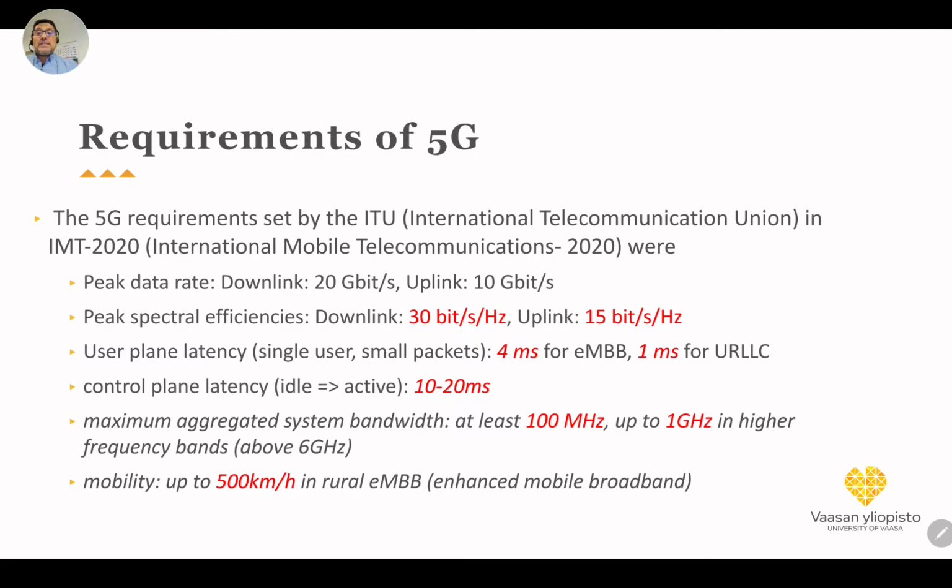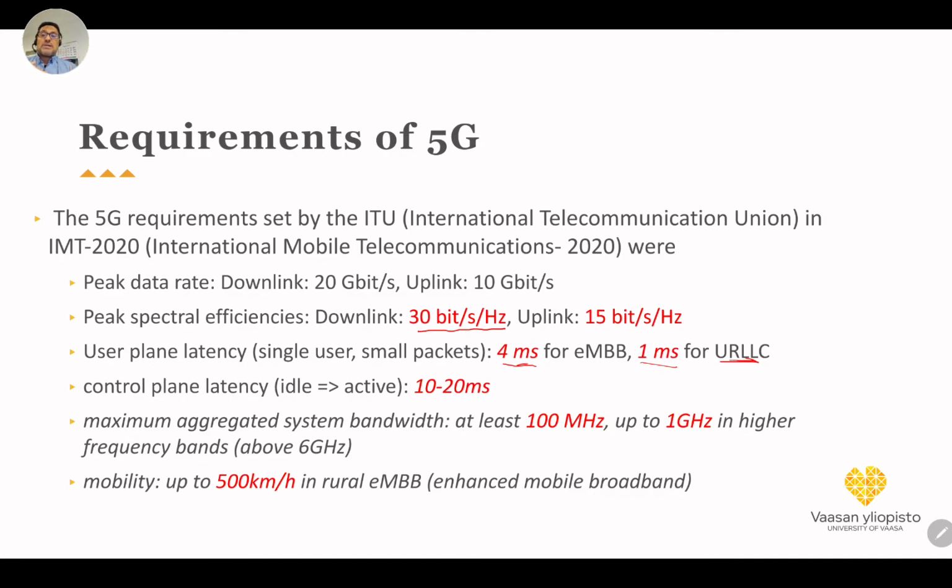So actually, the 5G requirements, which were set by ITU, were as follows: it should have downlink data rate up to 20 gigabit per second and uplink up to 10 gigabit per second. The spectral efficiency should be in the downlink 30 bits per second per hertz, in the uplink 15 bits per second per hertz. User plane latency for a single user and small packets should be 4 millisecond for enhanced mobile broadband, and 1 millisecond for ultra reliable, low latency communication. We will describe those later. And also, the control plane latency shouldn't be more than 20 millisecond.